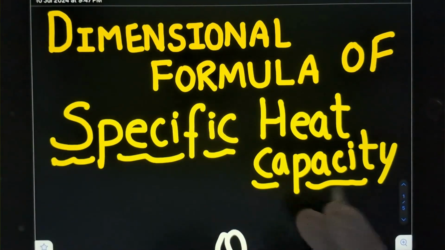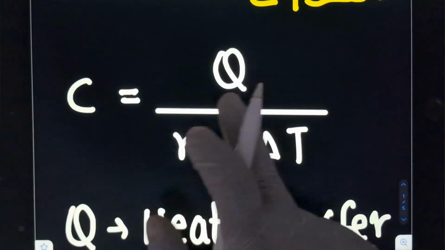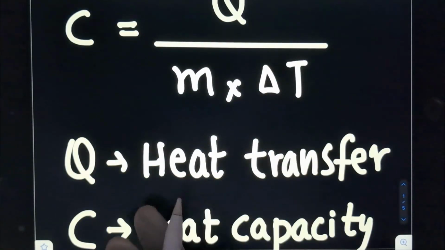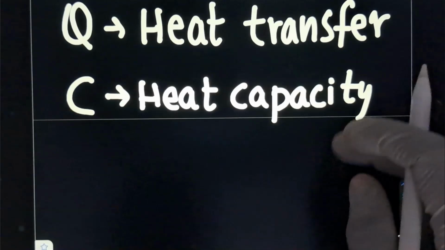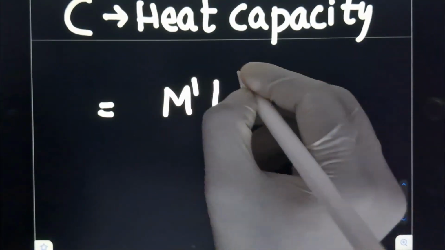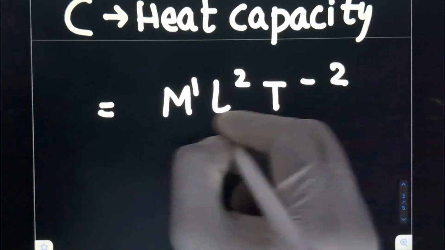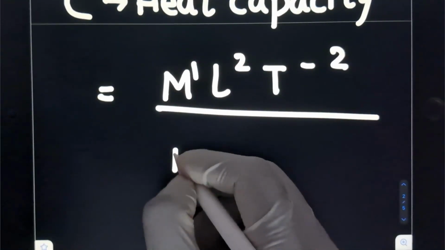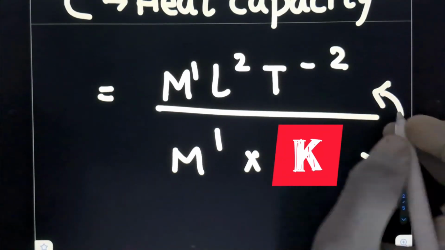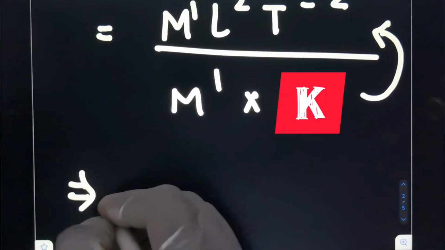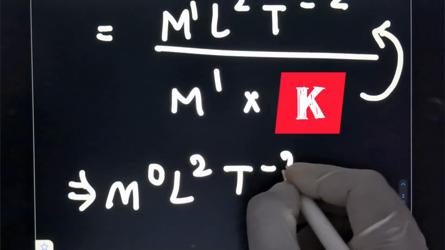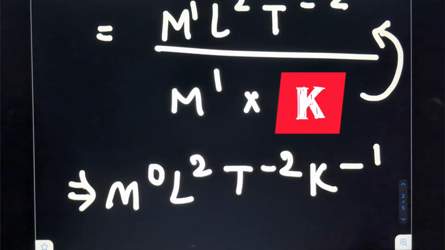To find the dimensional formula of specific heat capacity denoted by C as well as S. C is equal to Q by m delta T. Here Q is equal to heat energy transfer. For heat energy transfer, the dimensional formula is M^1 L^2 T^-2 by mass m and temperature K^1. On cancellation of mass and inversion of temperature, M^0 L^2 T^-2 K^-1 is the answer.